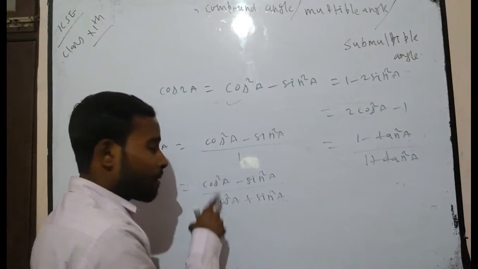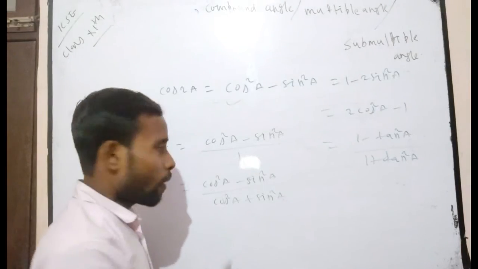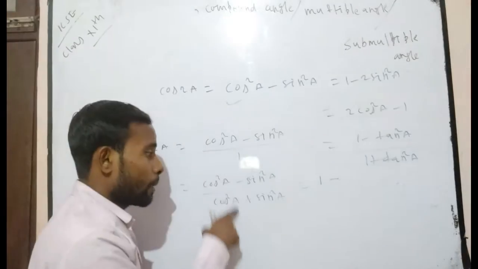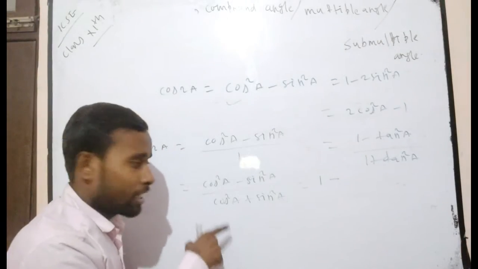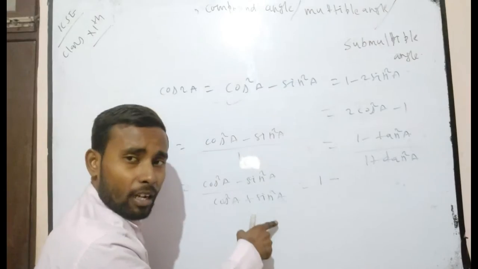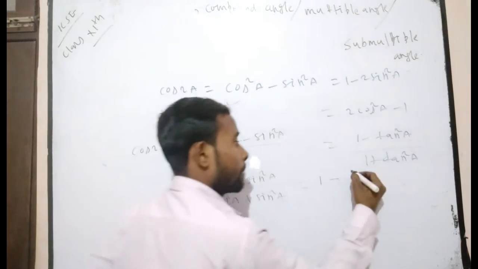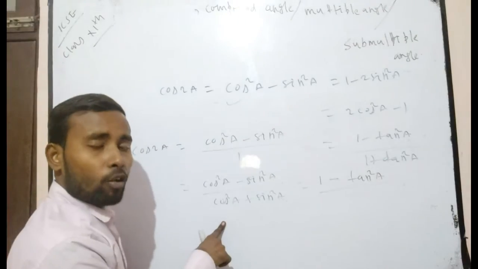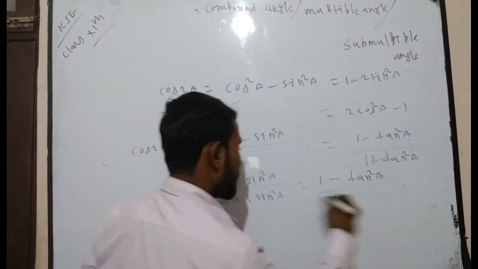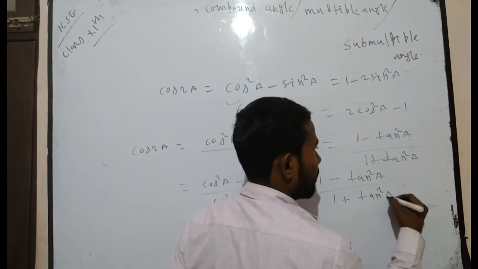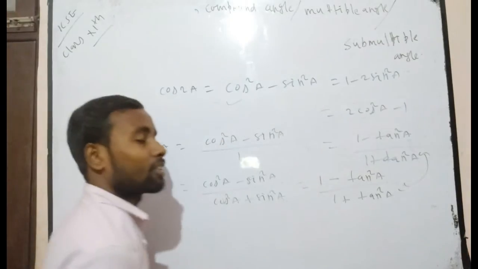Now, after dividing the numerator and denominator by cos square a, you get 1 minus tan square a in the numerator, because cos square divided by cos square will be 1, and sin square a divided by cos square a will be tan square a. In the denominator you get cos square a by cos square a, that is 1, plus sin square a divided by cos square a, that is tan square a. Both of them are equal.